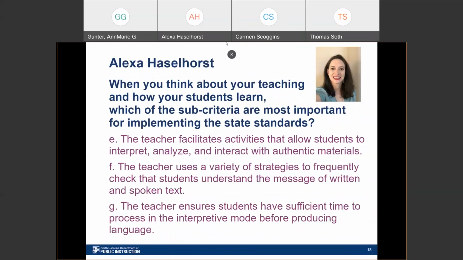So I teach virtually, and it's all virtual. And so I looked at this a little different, and also I saw what some of the other co-presenters today said, and I didn't want to say the exact same thing as them, although we probably will. But I chose E, F, and G.